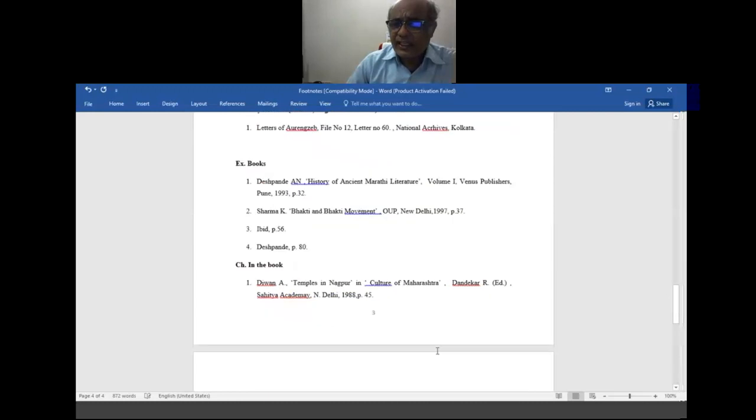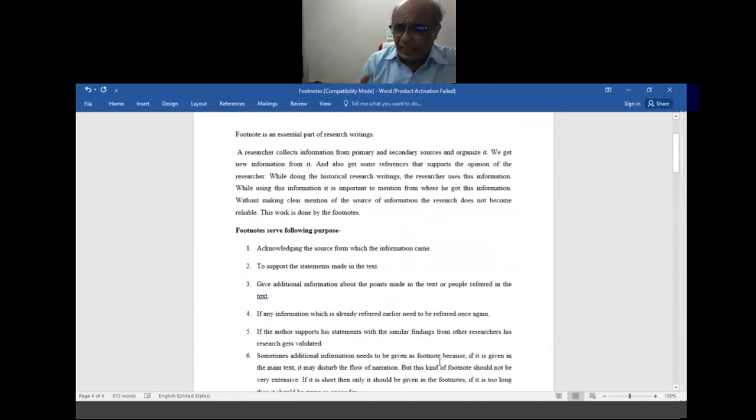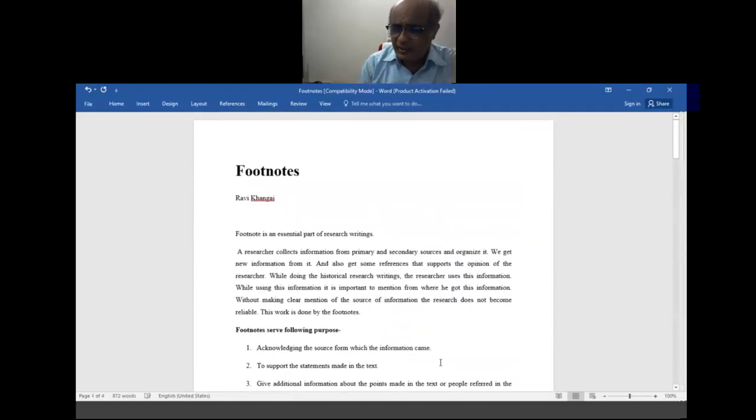Footnoting is generally given, as I told you, when you want to acknowledge the source, when you want to give additional information, or when you know that this information has already been covered in the previous pages, or it's going to come in detail in the next pages. If the information is too long, then instead of a footnote, you must use the appendix. If the footnotes are given at the end of the chapter, then that is called an end note.